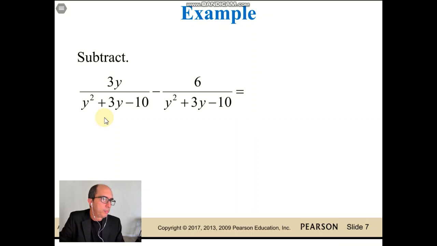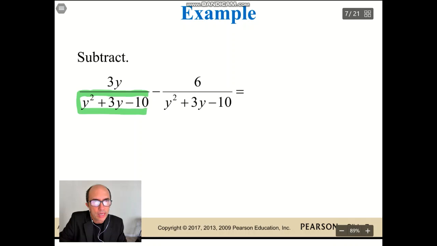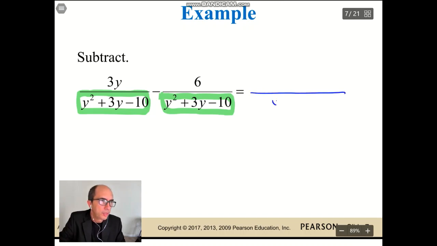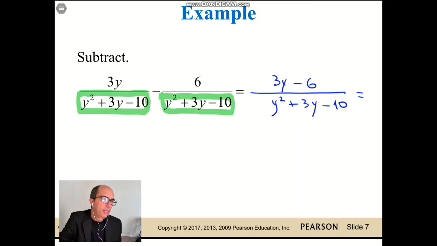One more example, and always be sure that the denominators are the same. If the denominators are the same, it's going to be kind of easy, because you just repeat here the denominator, y squared plus 3y minus 10, and on top you just add or subtract the numerators, 3y minus 6. Always try to simplify, and actually the solution needs to be the simplest rational expression that you can find.